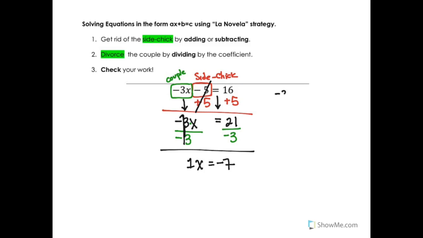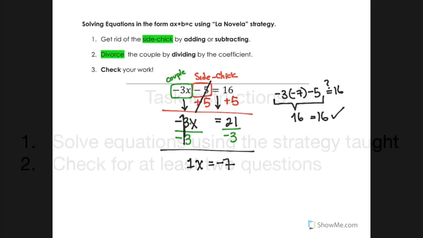So if I check, again, I have negative 3, parentheses negative 7 minus 5 is equal to 16. And I'm putting just a little question mark because I don't know if that's true or not. So in my calculator, I'm going to go ahead and just put this side of my equation to see what it gives me. And it in fact gives me 16.